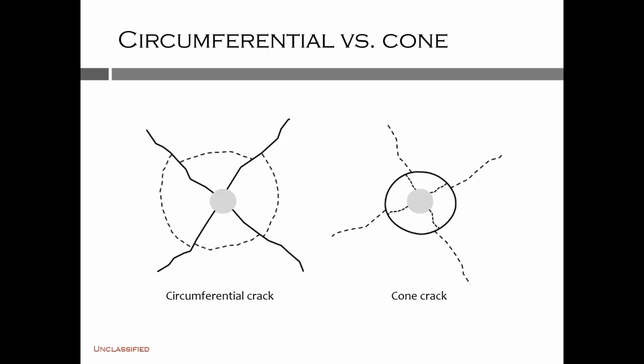In the case of ring and cone cracking, which is pictured on the right, the ring crack appears first and will be continuous, shown with the solid line, while the radial cracks, which appear later and are shown with dashed lines, will be discontinuous and terminate into the ring crack.